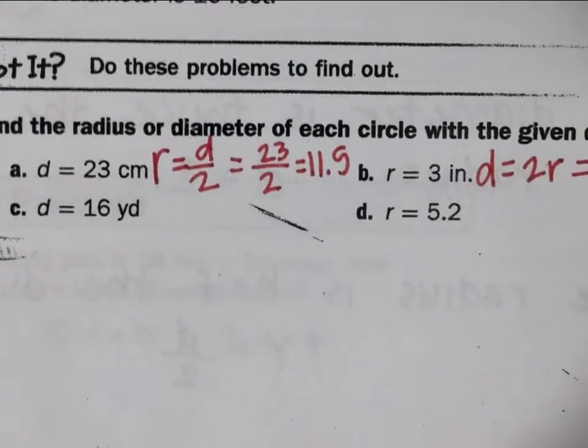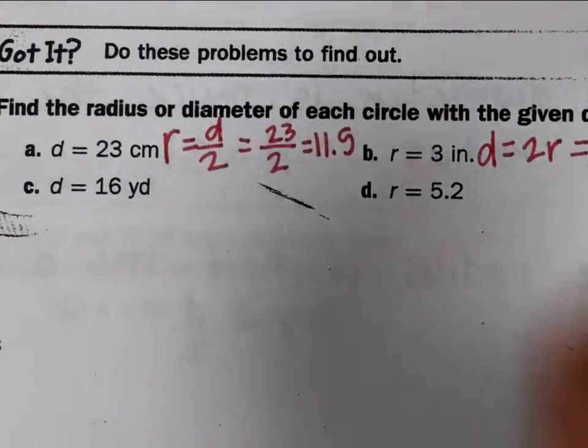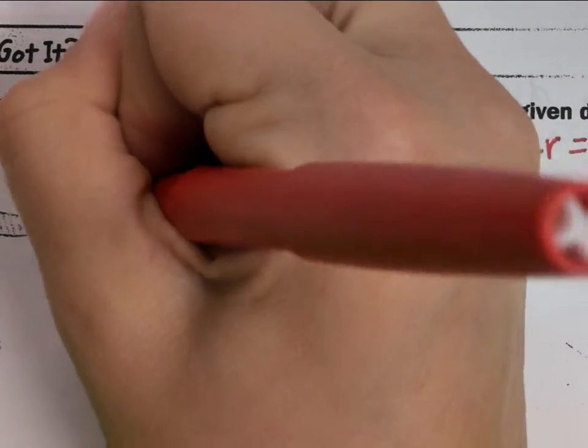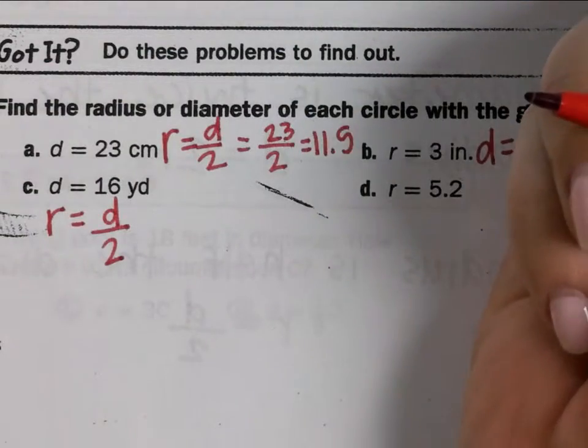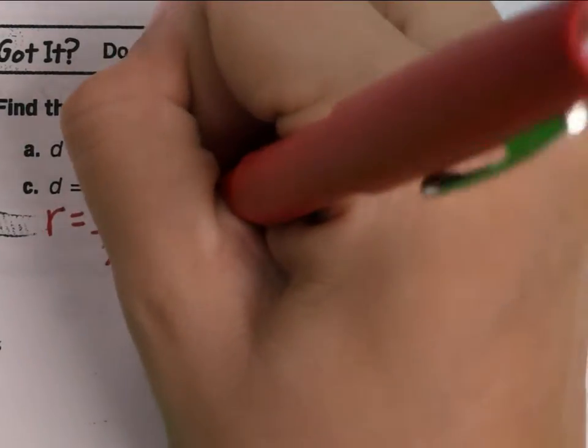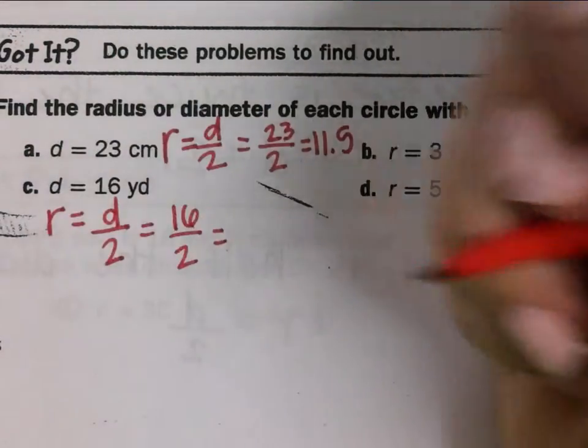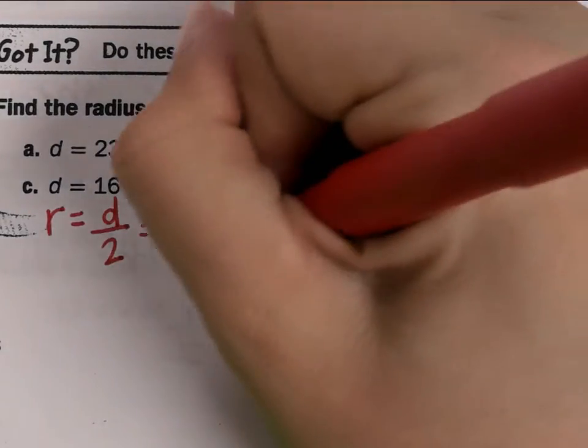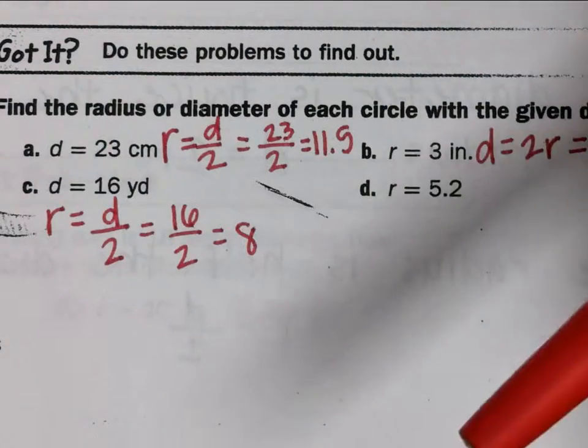All right, C, my diameter is 16 yards, so I want to find my radius. So radius equals D over 2. My D is 16. So that means it's 16 over 2, which is what? 8 yards. Good.